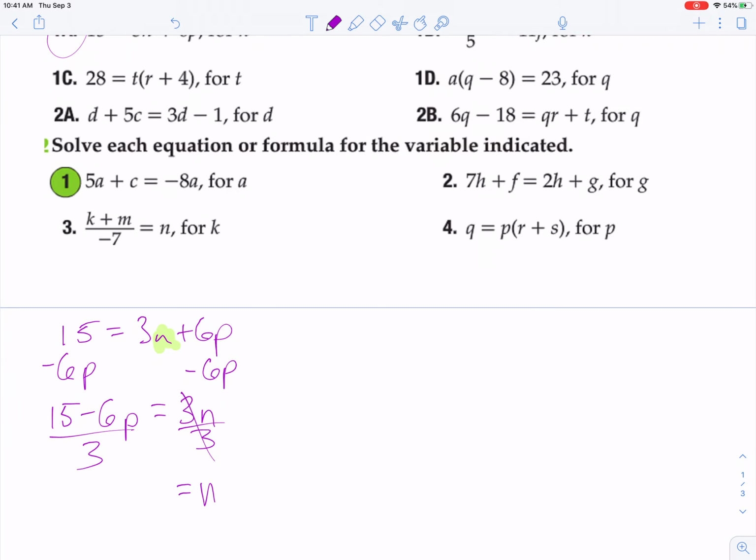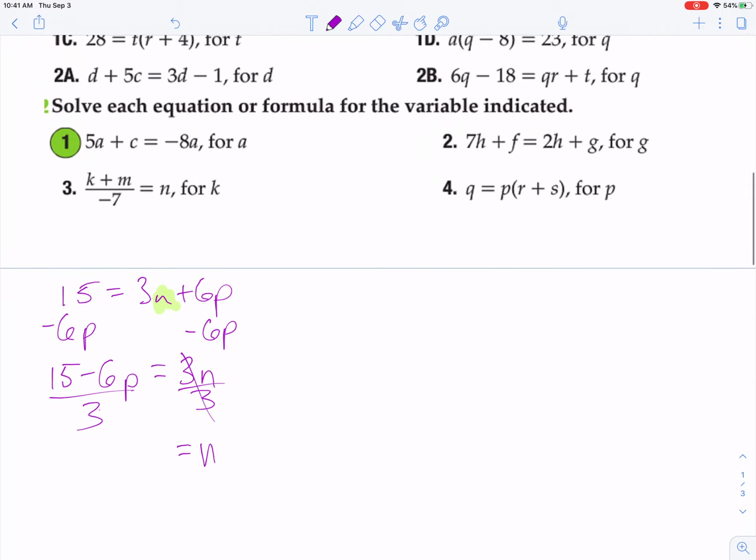It looks like I can go ahead and simplify this. This 3 can be divided amongst everything on top. 15 divided by 3 is 5. And 6 divided by 3 is 2. So 6p divided by 3 is 2p. Just like that.